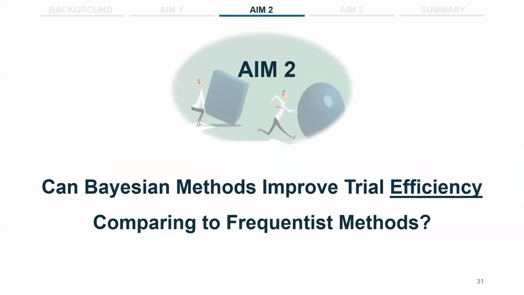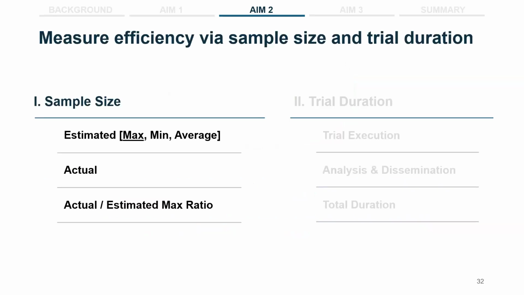After identifying all the Bayesian trials and their controls, we're going to first compare the trial efficiency in aim 2. In part 1, measuring efficiency by sample size, we'll be looking at estimated and actual sample size, as well as the ratio between those two.